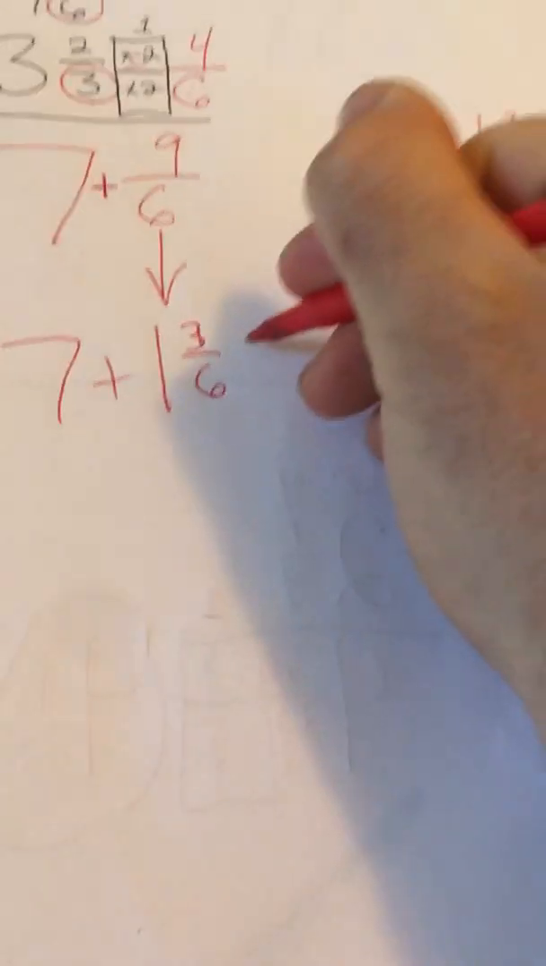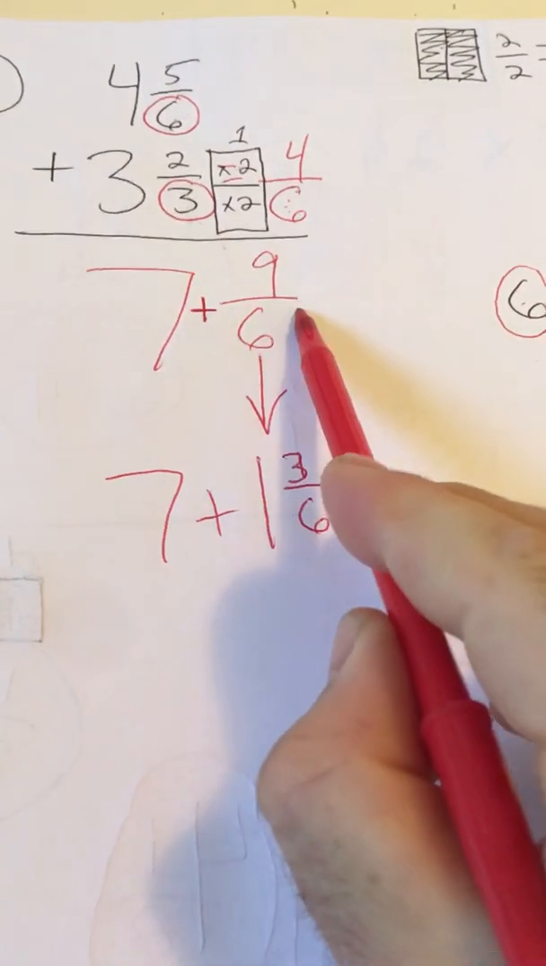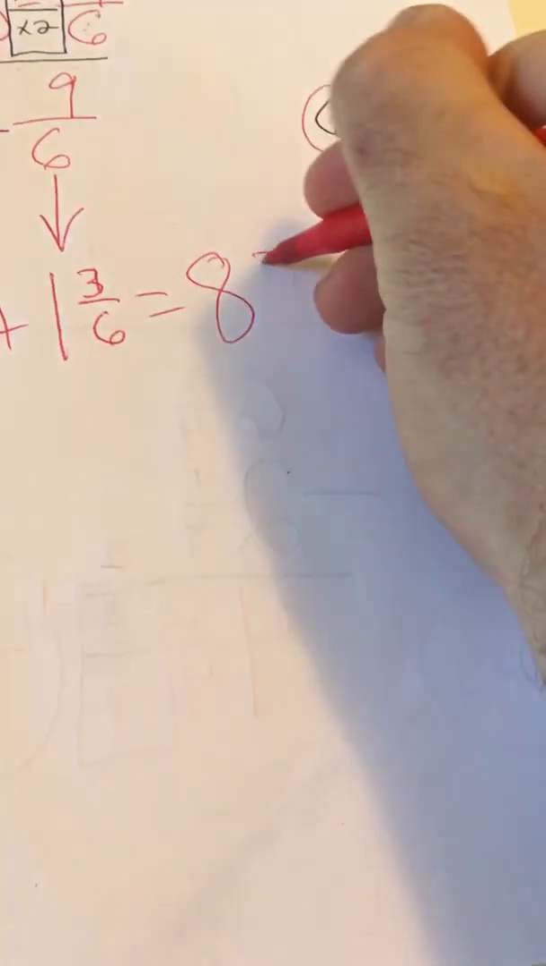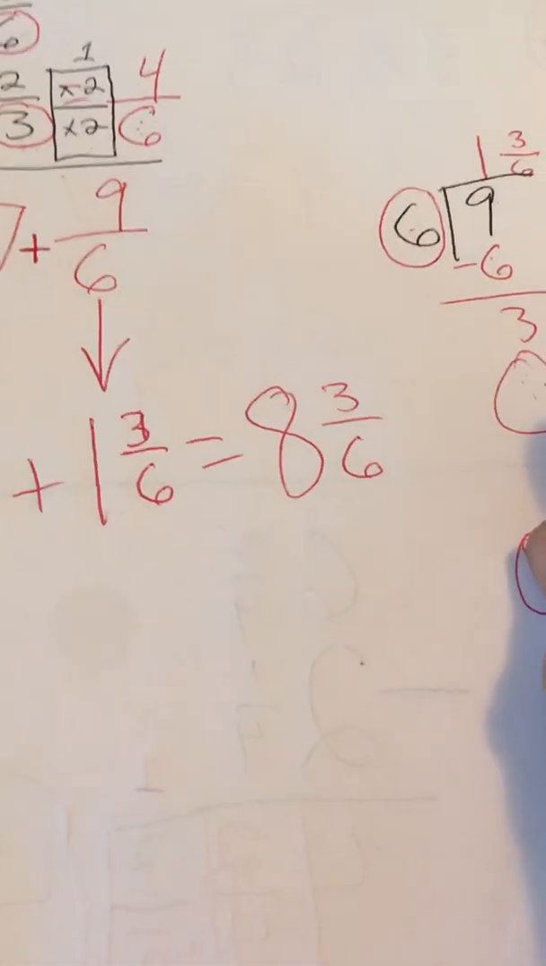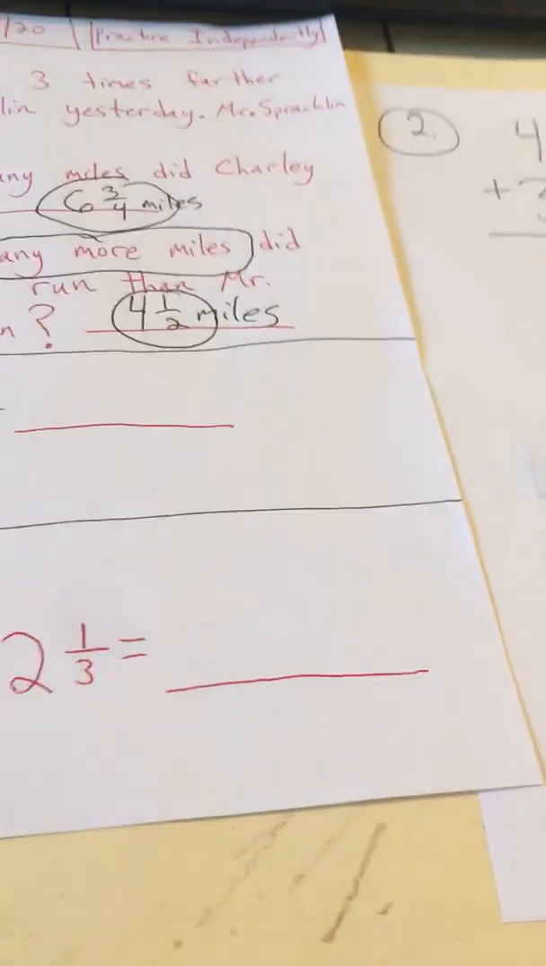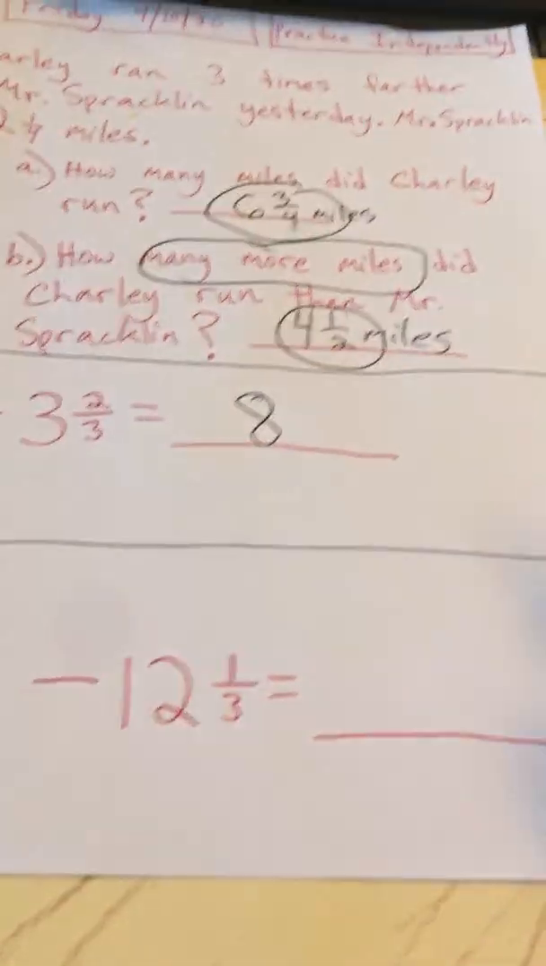So 9/6 is the same thing as 1 3/6. So we're going to do 7 plus 1 3/6 to find out our full answer. That's 8. 7 plus 1 is 8, and 3/6 as a fraction.